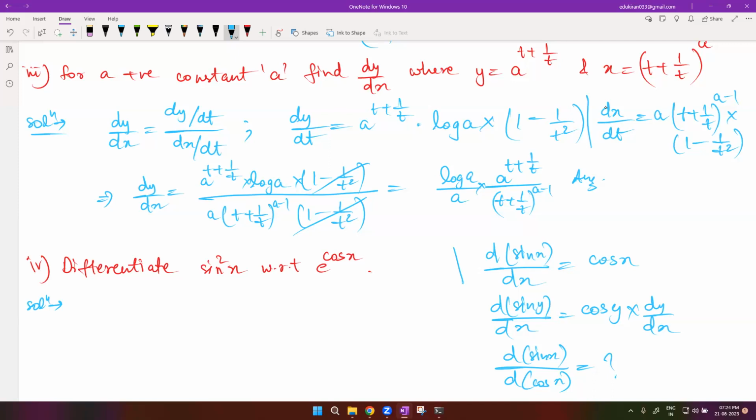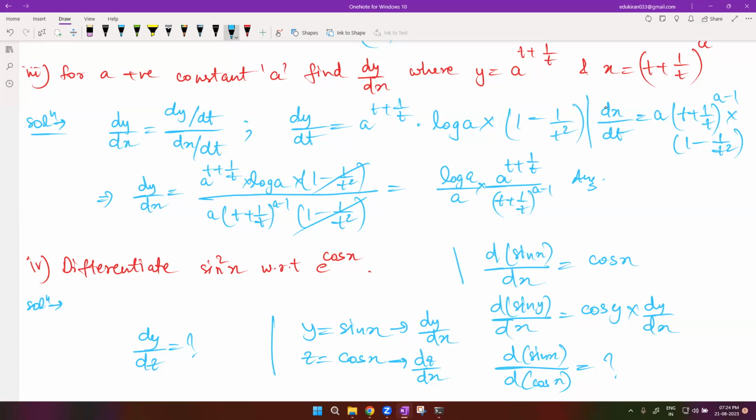This is similar to assuming that one variable is y, which is equal to sine x, and the other variable is z, which is equal to cos x. So what you basically want to find out is dy by dz, the differentiation of sine x with respect to the differentiation of cos x. You first find dy by dx, then find dz by dx, and then divide both differentiations, not the terms directly, but the differentiation of these terms.